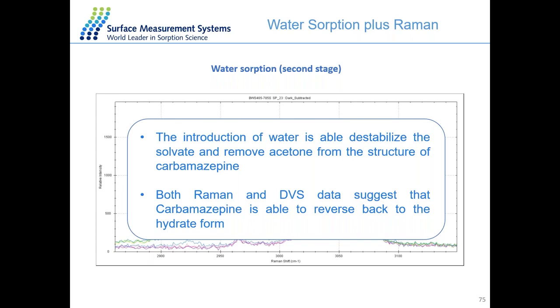Both DVS and Raman data suggest obviously that the water is more stable than the acetone. It's a little bit harder to define exactly that the hydrate is actually forming at the end of the experiment. That's a little bit more complicated to identify. It would be easier if the hydrate was given a different spectra compared to the dry form, but unfortunately for this sample, it doesn't.